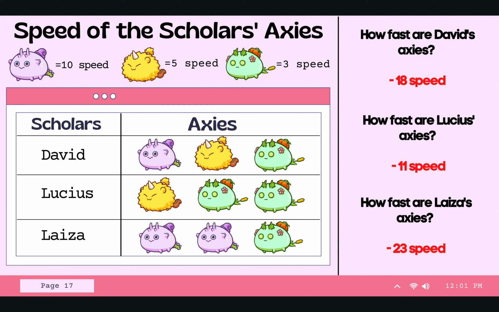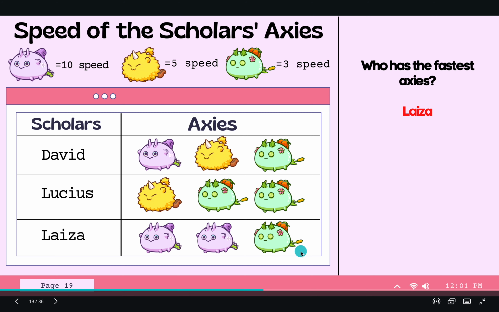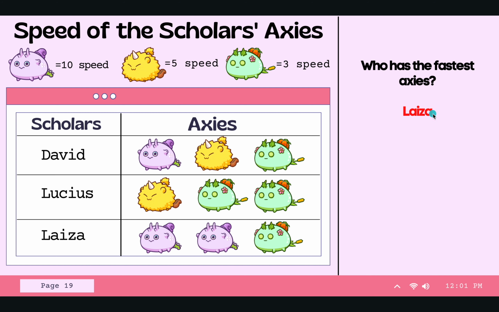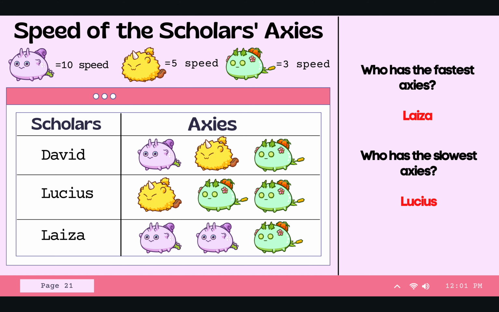Since we now know how fast their axes are, let's proceed to the next questions. Who has the fastest axes? The fastest axes are Liza's, since her axes have 23 speed. Next question. Who has the slowest axes? The slowest axes are Lucius' because his axes have 11 speed only.